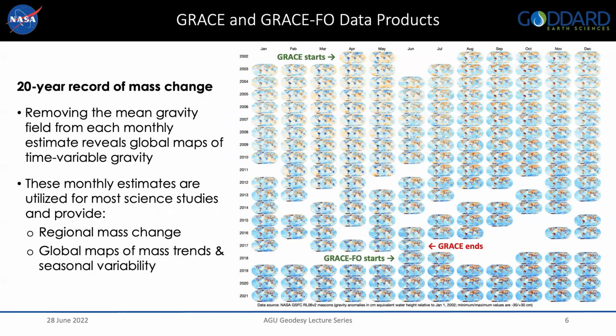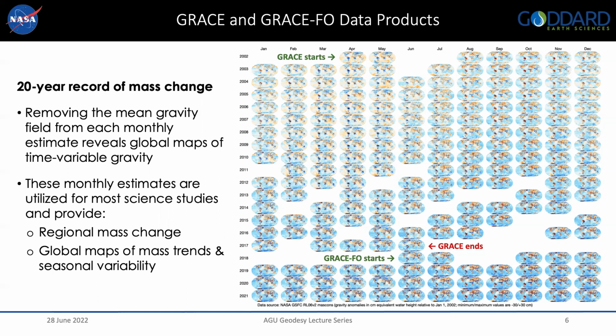As I mentioned before, the real key value add from GRACE and GRACE follow-on has been in the creation of this now 20-year record of time variable gravity. It's really important that as this mission has evolved and the second mission follows on, we can compare what we look at now versus what we looked at in the past and see how the gravity has changed.